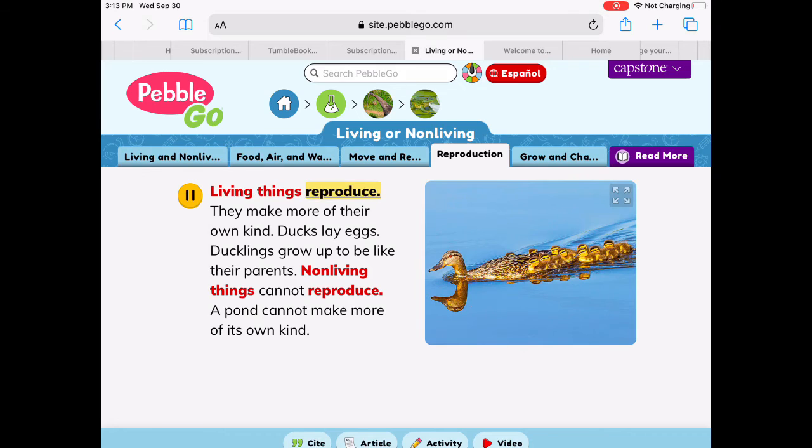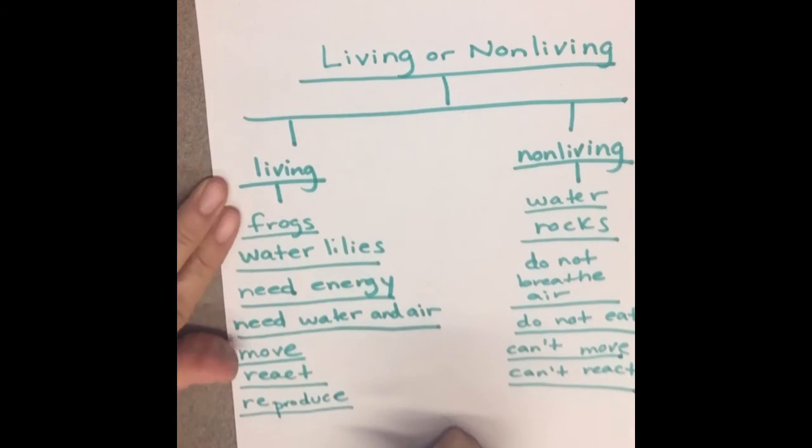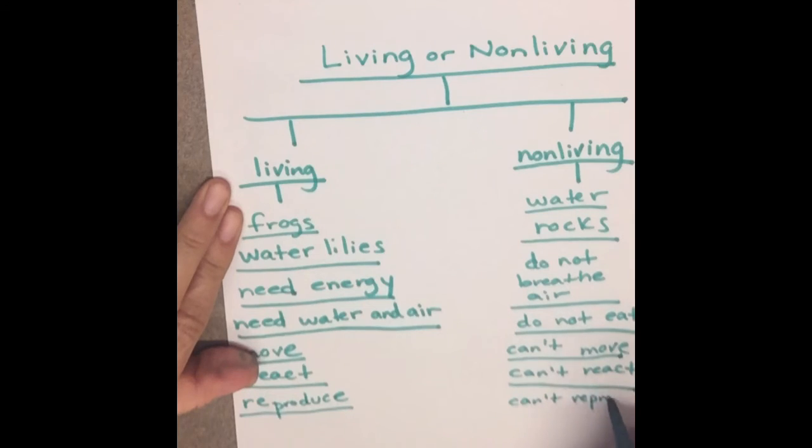Living things reproduce. They make more of their own kind. Ducks lay eggs. Ducklings grow up to be like their parents. Non-living things cannot reproduce. A pond cannot make more of its own kind. I want to be sure that whatever I write in my notes, I'm able to go back and read and understand.